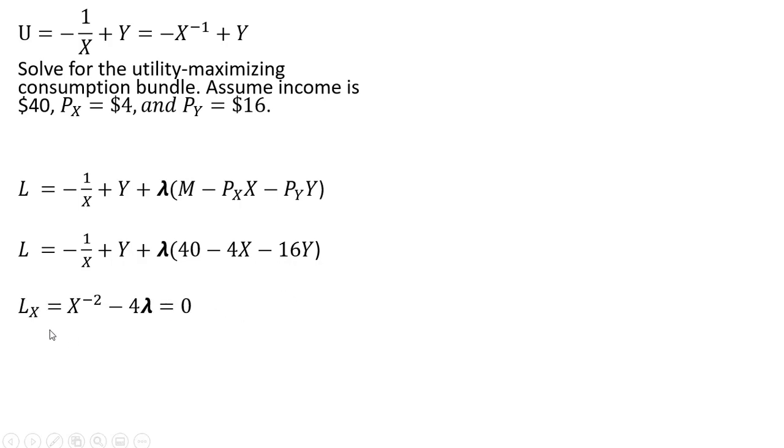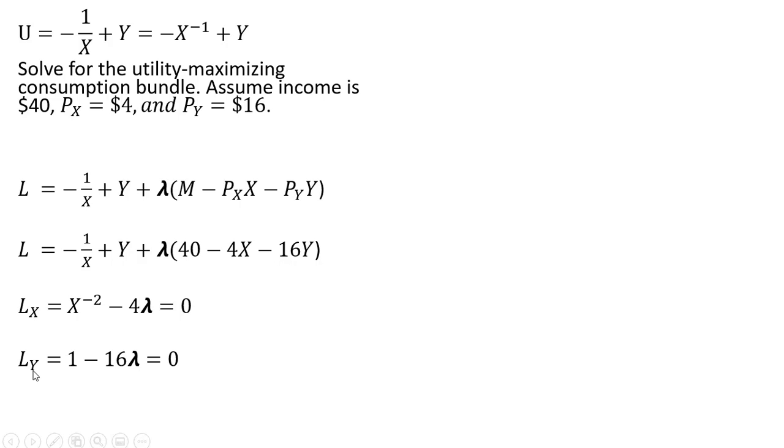The first one we take is the partial derivative of the Lagrangian with respect to good X. Doing that, this minus 1 over X becomes X to the minus 2. An easier way to see that is just bring this minus 1 down in front, so the minus and the minus becomes positive, and then we subtract 1 from this exponent, leaving us with x raised to the minus 2. And then we have this lambda being multiplied by minus 4x, and the derivative of that with respect to x is just minus 4 lambda. And we set this equal to 0.